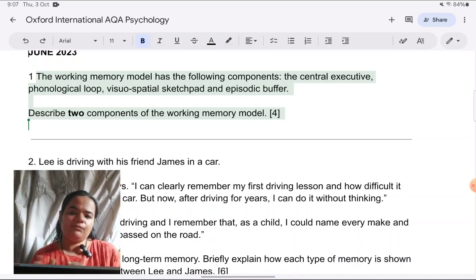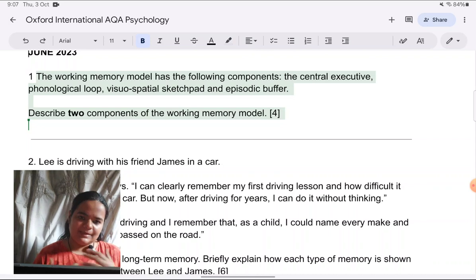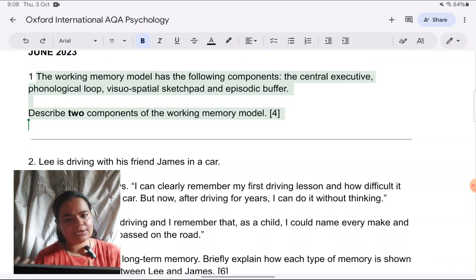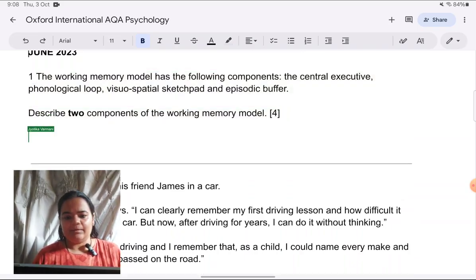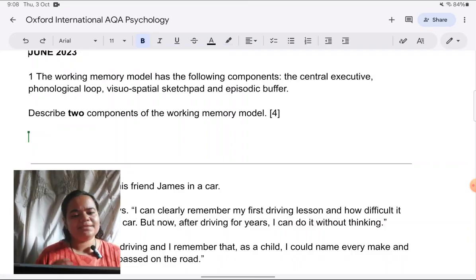Strictly AO1, meaning whatever we have learned in the textbook about any 2 of these components, we can write down. Of course, we must be elaborate and specific and use good terminology to score well. We can take any 2 components of our choice. Personally, I'm just taking the central executive and the episodic buffer because I feel they're a little briefer to describe, given that each is worth only 2 marks in this question. So it's an AO1 question, 2 marks for describing the first component, 2 marks for the second.